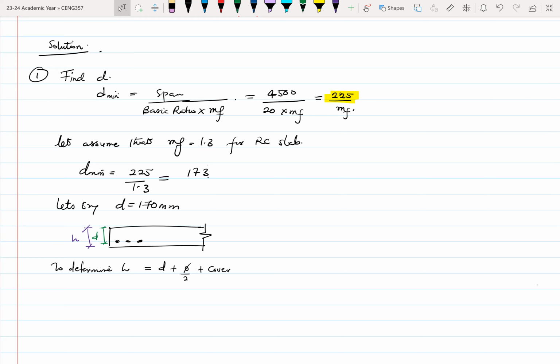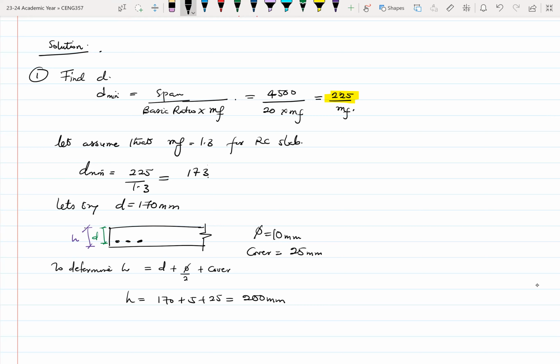All right. So let's say we are using a 10 mm bar. So let's say phi is equal to 10 mm and the cover C is 25 millimeters. Cover to reinforcement. All right. So my H becomes 170 plus 5 plus 25. That's what gave me 200 millimeters.